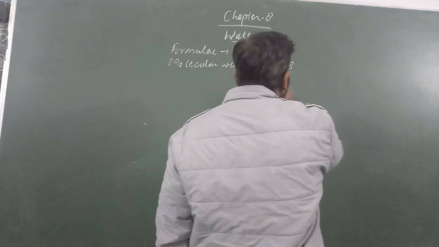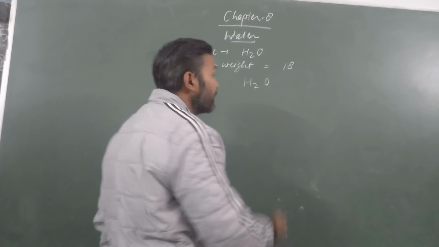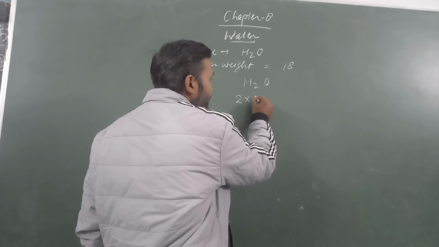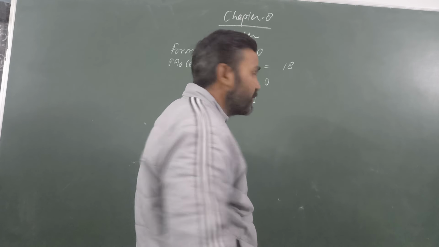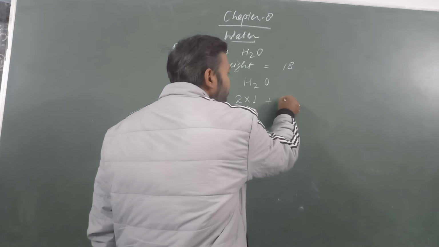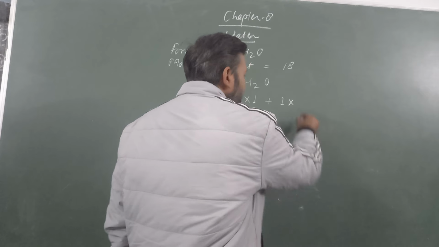Here, how many hydrogen are there? In H2O there are 2 hydrogen. The molecular mass of one hydrogen is 1, so we have to multiply it by 2. Plus, how many oxygen are here? There is a single oxygen, and the mass of one oxygen is 16.